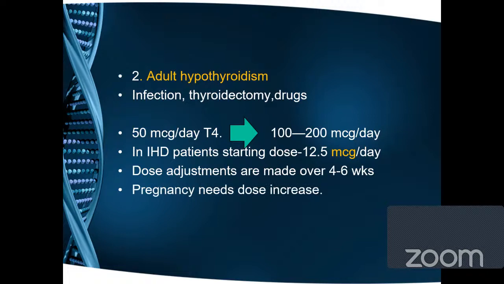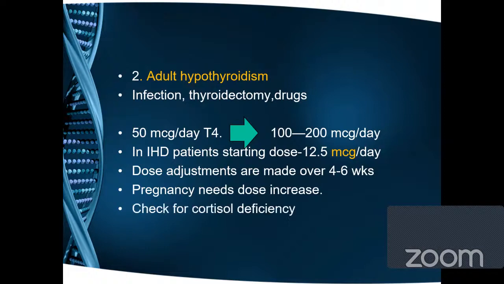Pregnancy needs a dose increase. I have told you that there is an increased level of thyroid binding globulin, so more and more hormone will get bound to that globulin. The T4 level will be reduced, so it can result in hypothyroidism. To avoid that, you need to increase the dose.